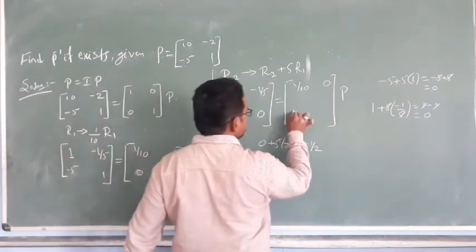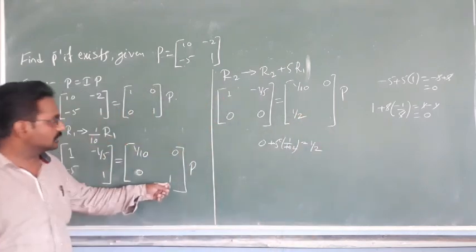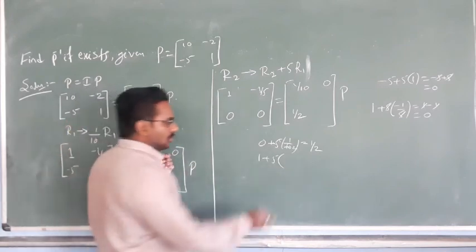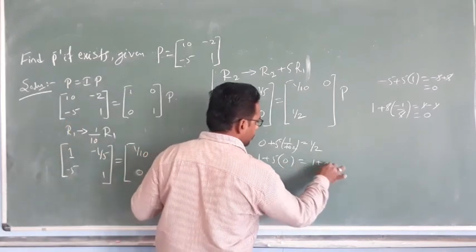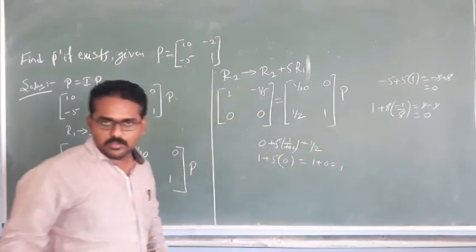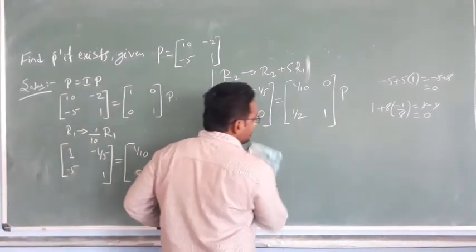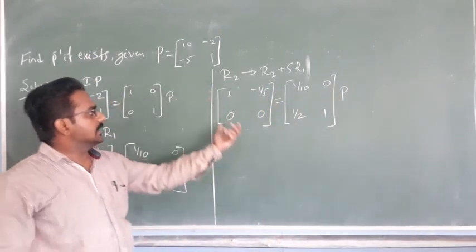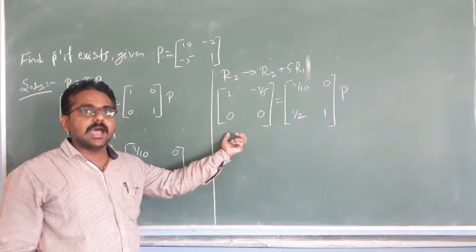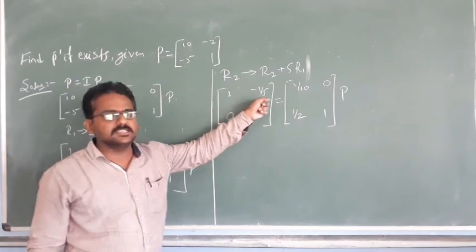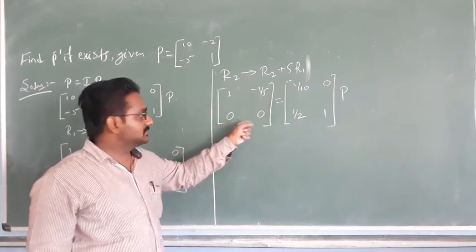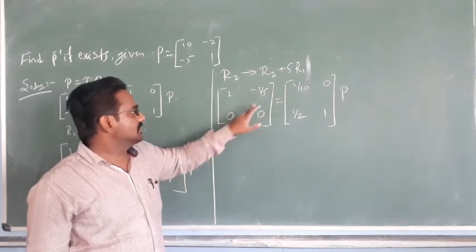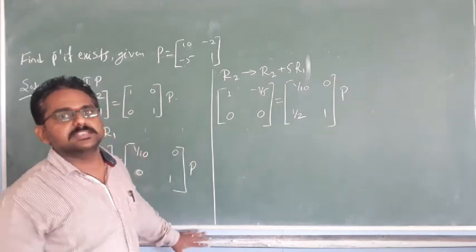So write it here, 1 by 2. Next, what is R2 value? 1. So 1 plus 5 into, what is R1? 0. So 5 into 0 is 0. 1 plus 0 is 1. Okay. Now, what is the thing here, students? We have to convert the LHS matrix to the identity matrix. 1 is there, here 0 is not there. Okay. Here 0 is there, yes. Here you have to get the 1. So is there any possibility to get 1, 0, 0, 1? No possibility is there, students.